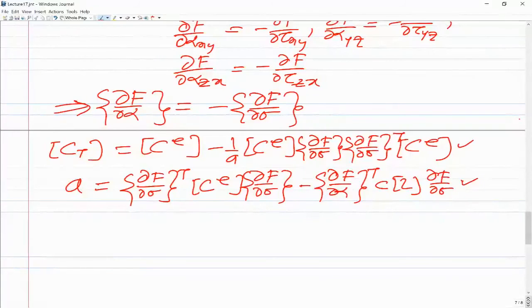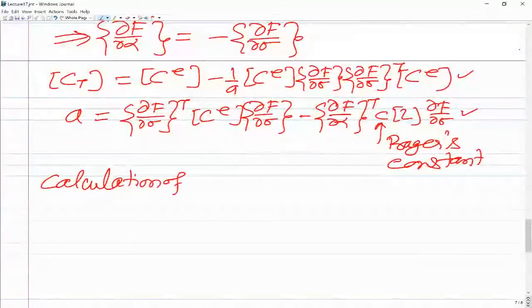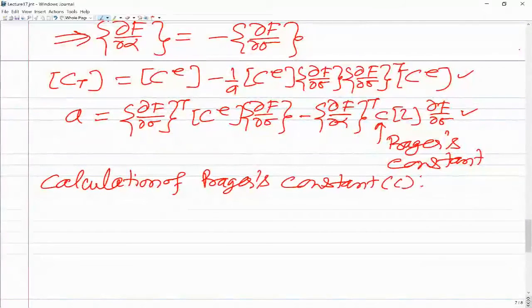So now one more thing is, how do we get this Prager's constant C? This is the Prager's constant. We have already discussed Prager's rule for the evolution of back stress alpha. So now how do we get this? That is what I am going to discuss next. Calculation of Prager's constant C. So how do we get it, where is this coming from?